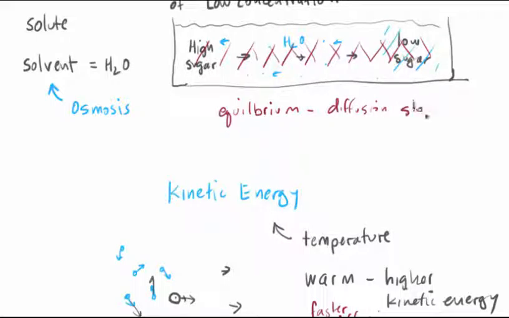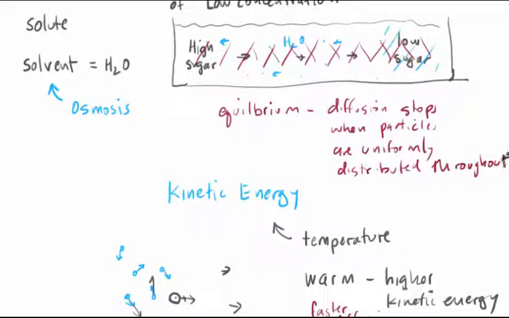You could say that when the particles of solvent and solute are uniformly distributed throughout the entire system, then we don't have a concentration gradient. We don't have high sugar in some parts and low sugar in the other parts, and at that point we don't have any further diffusion.